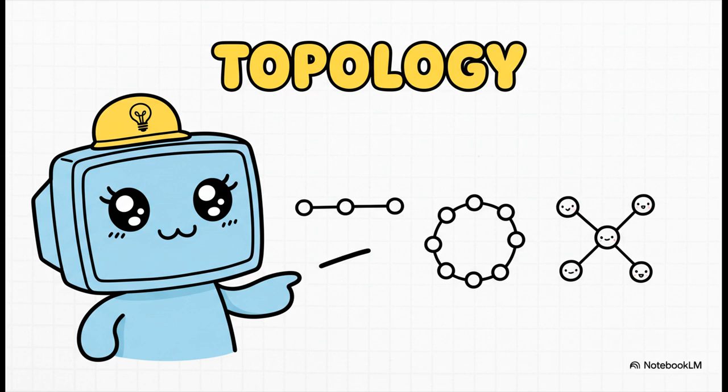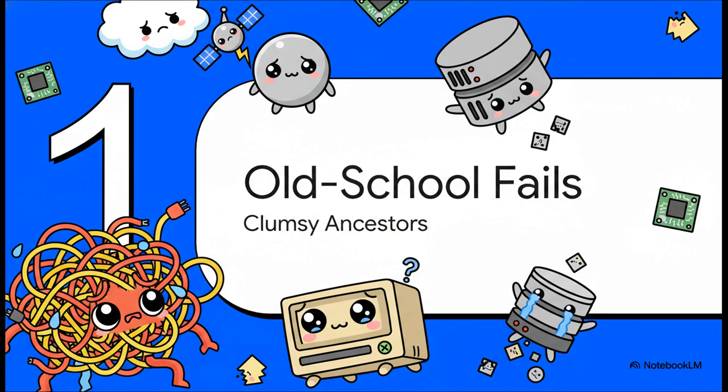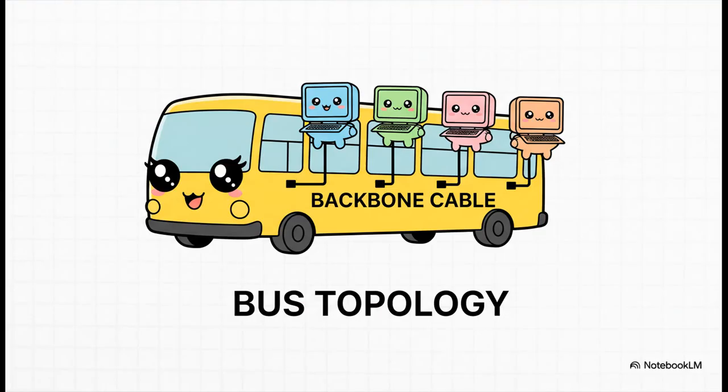All right, so before we got to the super fast, reliable networks we have today, people tried a few things that, well, let's just call them learning experiences. Let's meet some of the clumsy ancestors of modern networking. Okay, so first up, we have the bus topology.